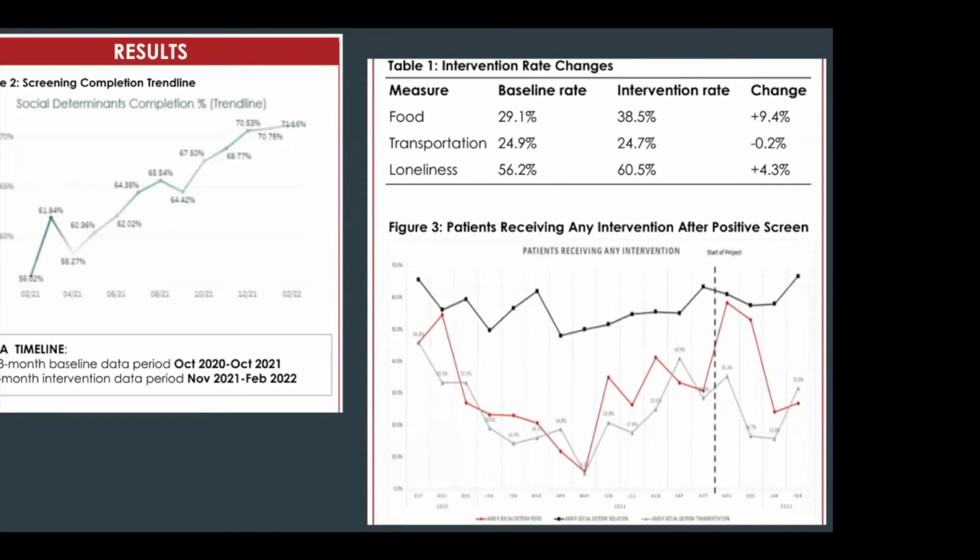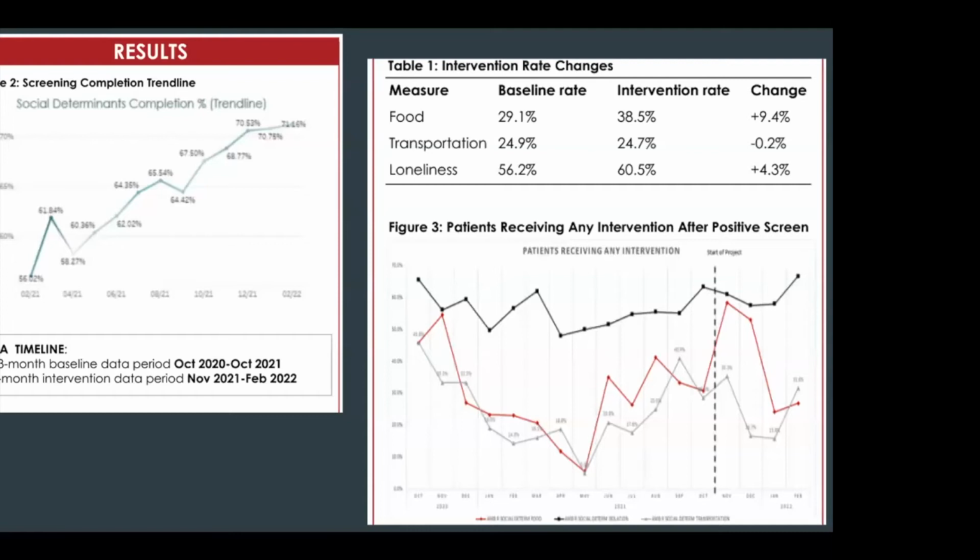So what have we found during our intervention? As you can see in our results here, just like Will just explained, we had two things that we were measuring, both the screening completion as well as patients actually receiving any interventions after a positive screen. After our intervention was put in place in November 2021, we did see an uptick in the amount of screenings that were actually being completed by all of the patients that came in that were due for their social determinants of health screening, which is awesome. As well, we have right here on the right side the intervention rate changes in each of their categories, both for food insecurity, transportation, and loneliness.